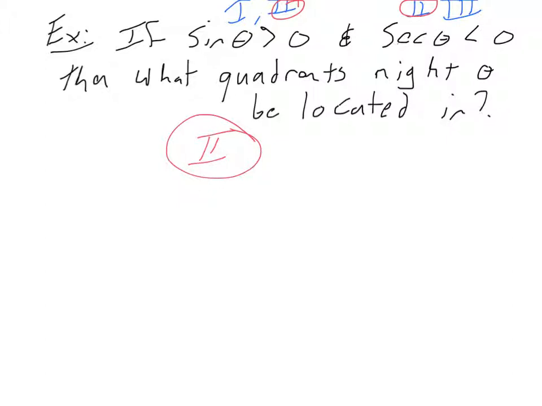So, given information about the signs of two of the trigonometric functions, we should be able to figure out what quadrant the angle is located in, even if we don't necessarily know exactly what the angle is.